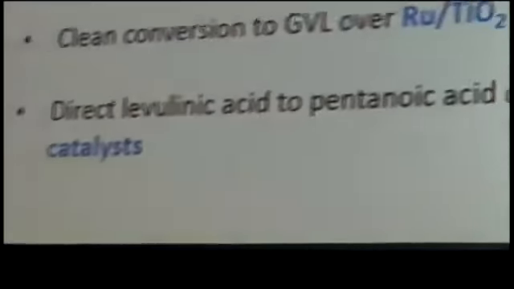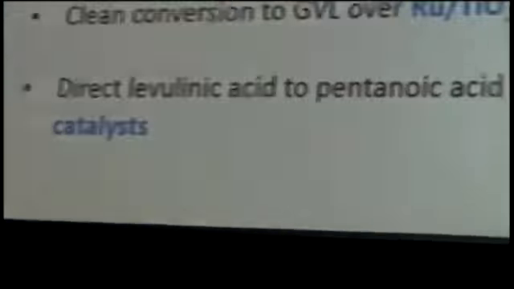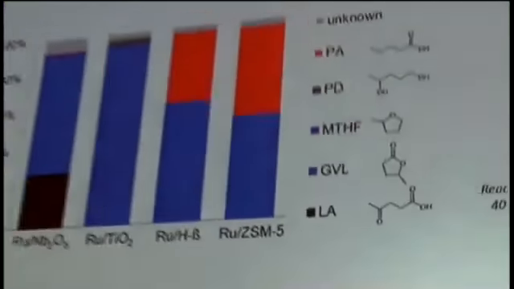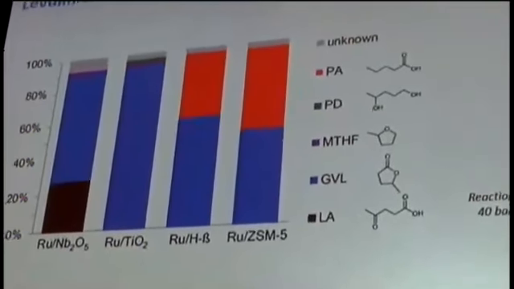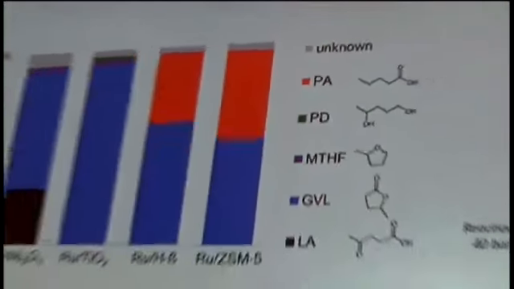The second thing that we noted from our initial screening are these red bars, which are pentanoic acid, which shows that these zeolite-supported ruthenium catalysts can do the direct conversion of levulinic acid to pentanoic acid in one step and in one reaction. And what I will show you later is that we can actually make these bars a lot bigger, and that we can quite selectively go all the way to pentanoic acid if we design our catalyst right.